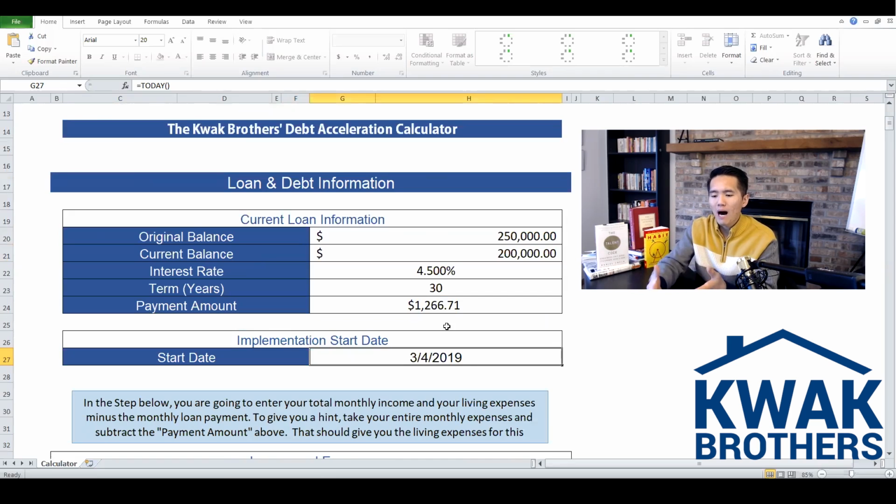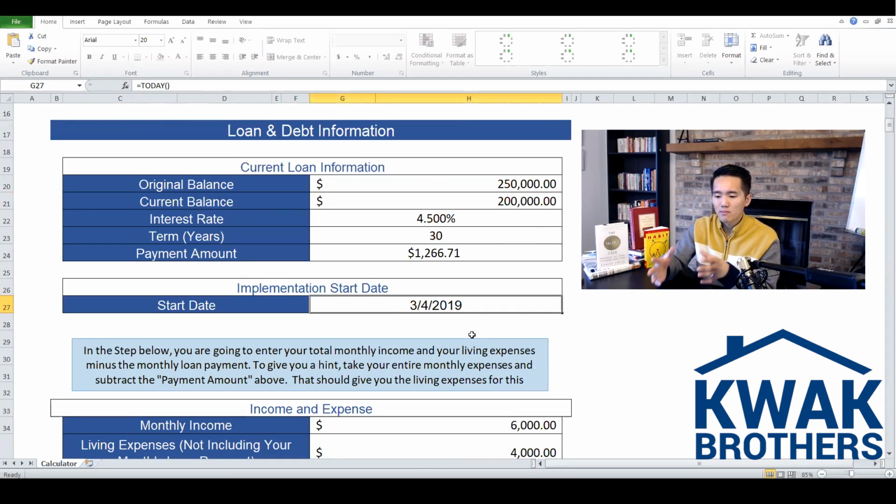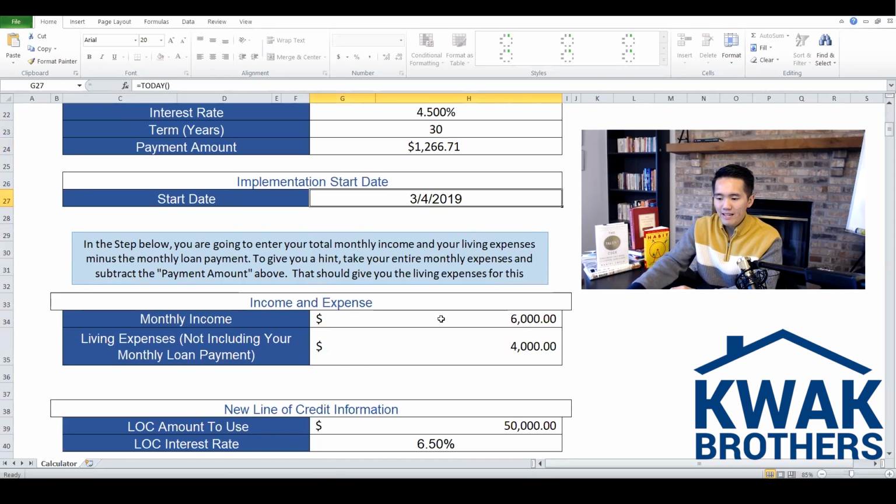It should auto-populate to the start date, which is today's date. So at the time of this recording, it's March 4th, 2019. By the time you open this calculator up, it's going to auto-update to whatever date you are using the calculator. Monthly income, so let's say in this example, we're going to put $6,000, and then you're going to put in your living expenses. That does not include your payment amount.